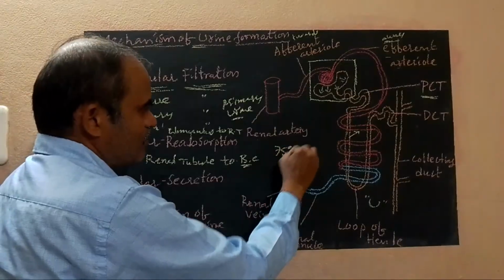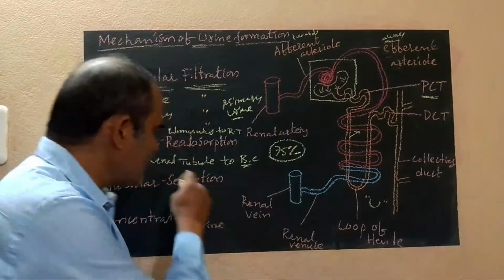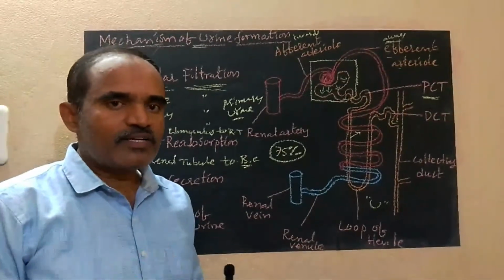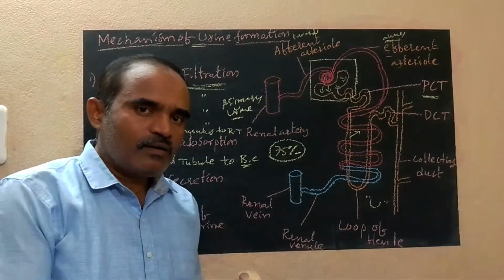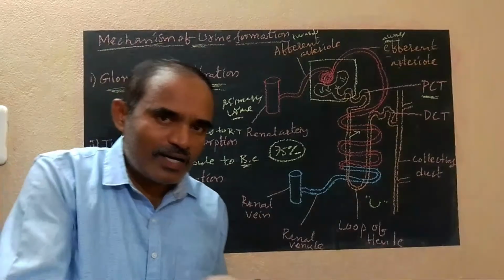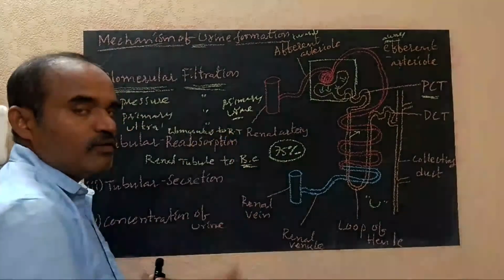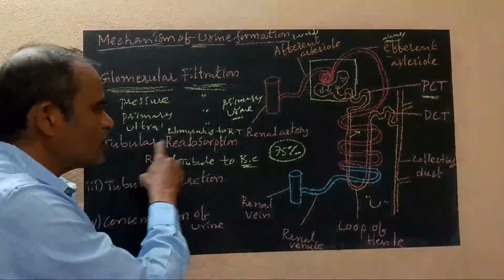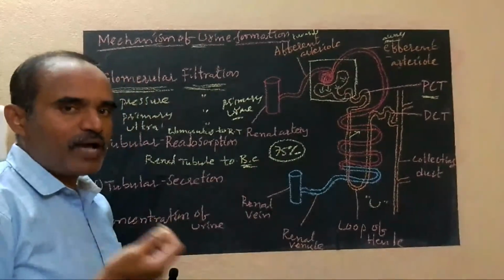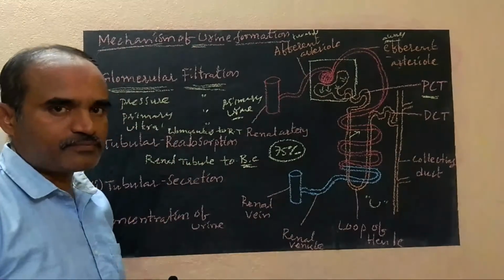75% of the water is also reabsorbed from the renal tubule to the blood capillaries, and also all the useful substances: vitamins, proteins, carbohydrates. All the useful substances are reabsorbed by the blood capillaries from the renal tubule. This is called tubular reabsorption. Reabsorption means all the useful substances are taken back into the blood capillaries.